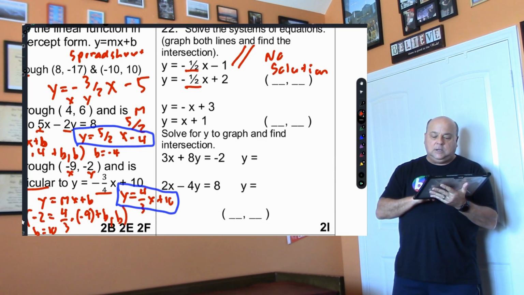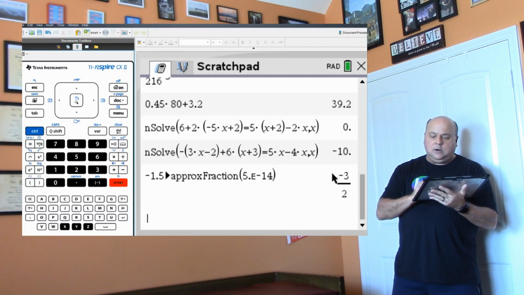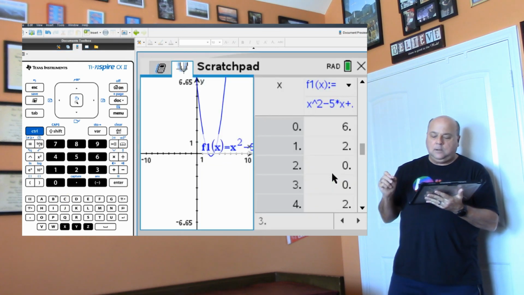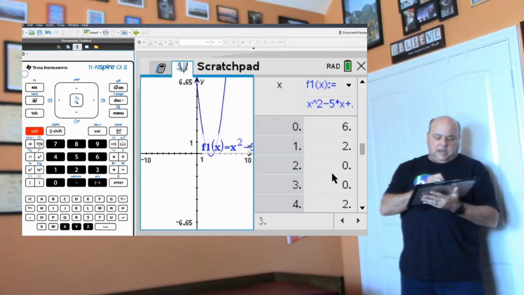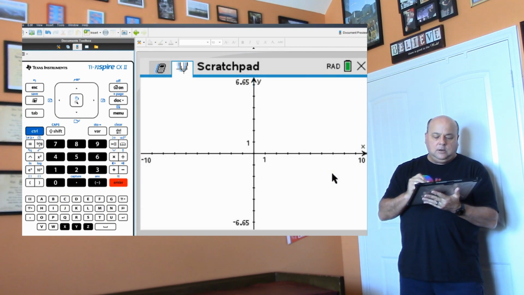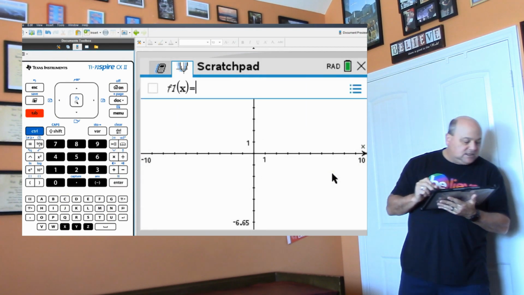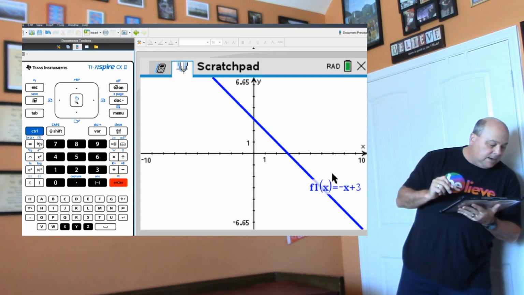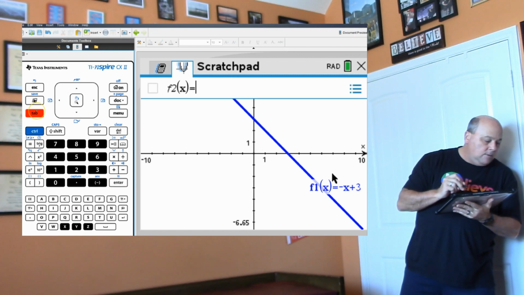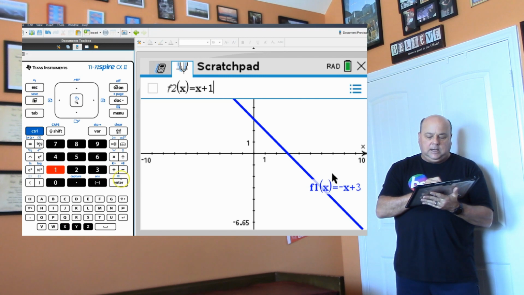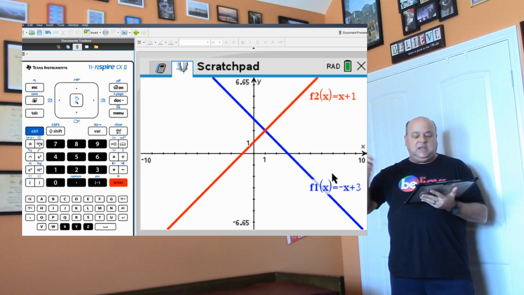We're going to graph these. So we're going to go to our calculator. We're going to hit home. We're going to hit B to graph. Now then, hit Control T to get rid of that table. Delete, delete, delete. Hit enter. Hit tab. And then let's type in the first equation, negative x plus 3. Hit enter. And then hit tab, and the next equation is x plus 1. Hit enter. Now then, we got to find the intersection point.